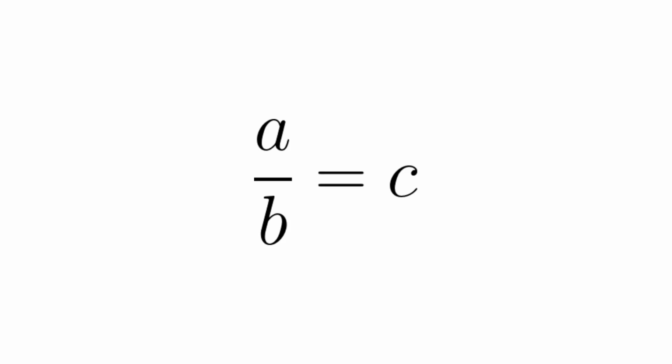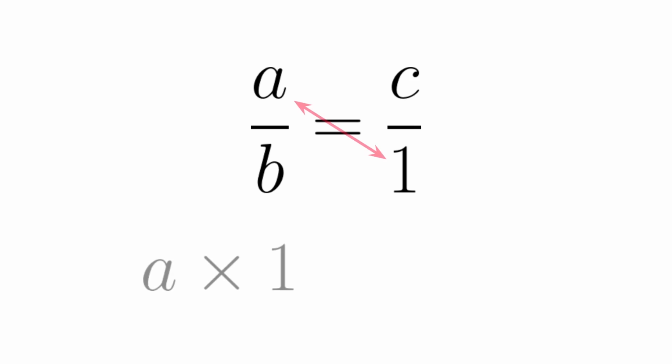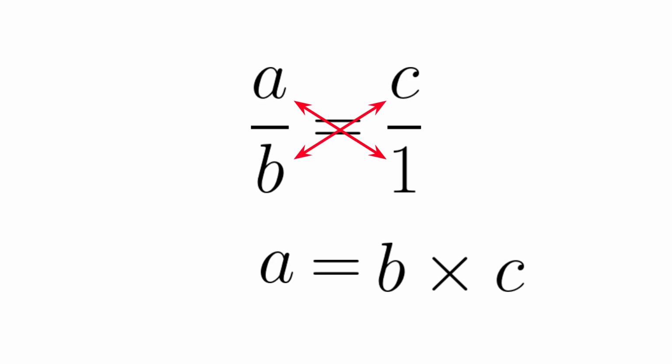But what if the number on the right isn't in the form of a fraction? In this case we've just got C on its own. Does it still work? Well, yes, because C is just C over 1. So just as before, we multiply the A by the 1, that goes on the left, and A times 1 is just A. And we multiply the B by the C, and that goes on the right.